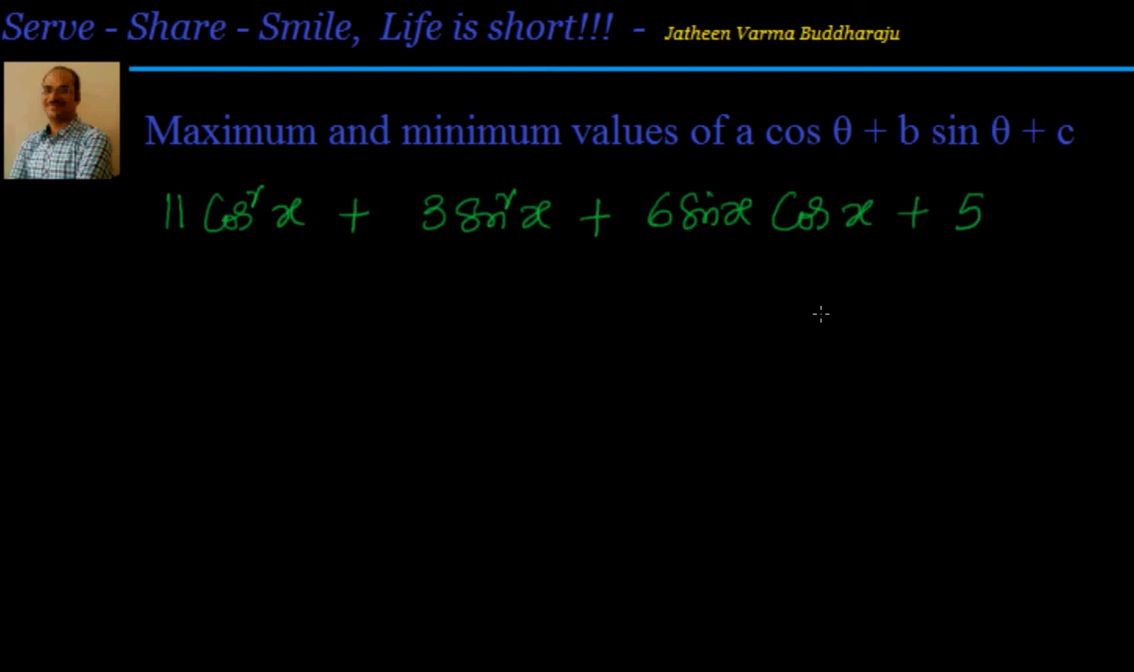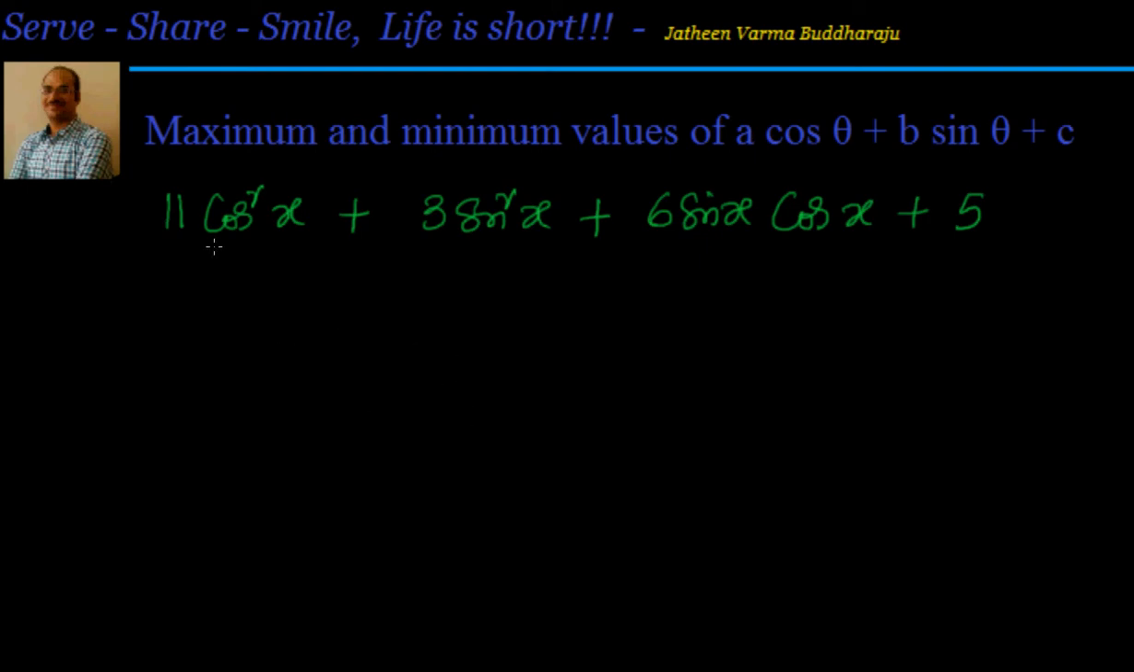Let's look at this one. This is a very interesting problem. Now we have seen only a cos theta, b sin theta, but here I have cos square and sin square, sin x, cos x. Please remember, whatever is given to you, you have to convert that into the form of a cos theta plus b sin theta so that you can apply the formula. So let us see now how we have to proceed with this.